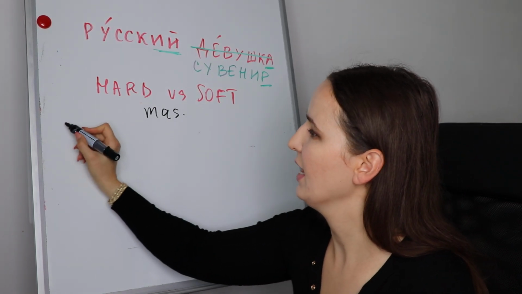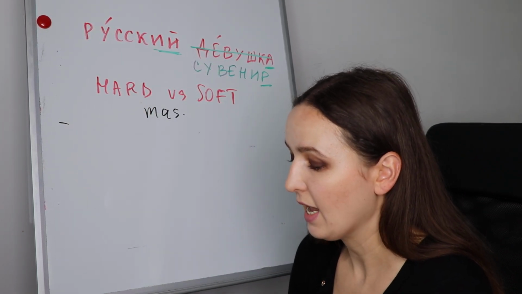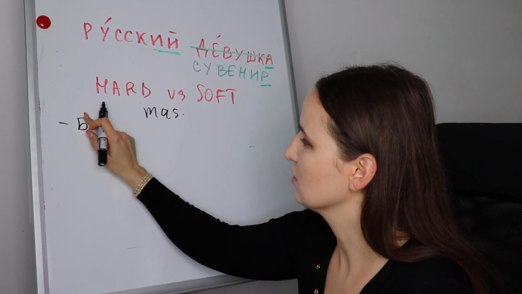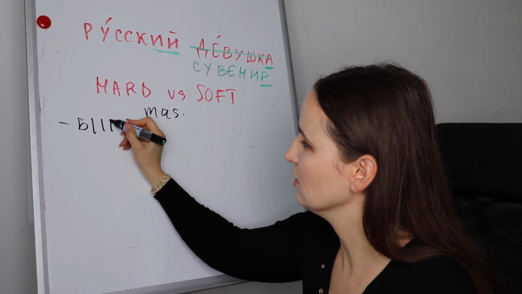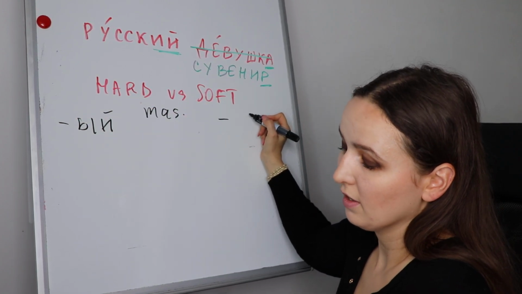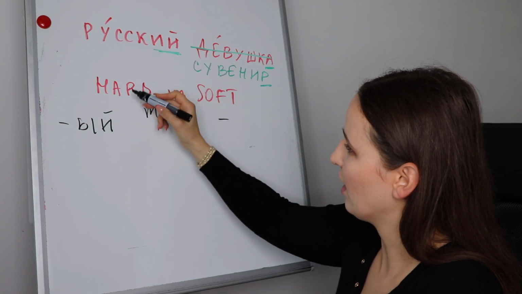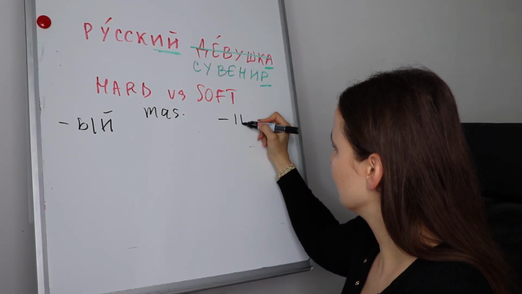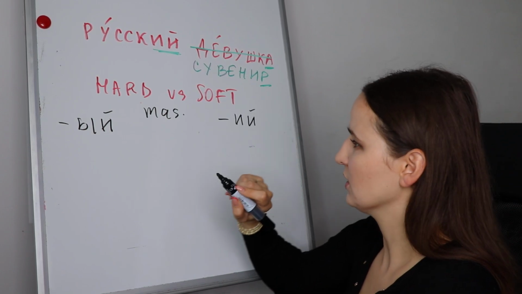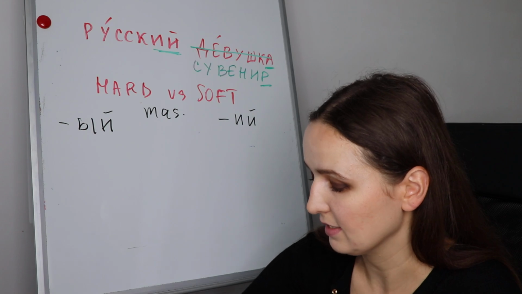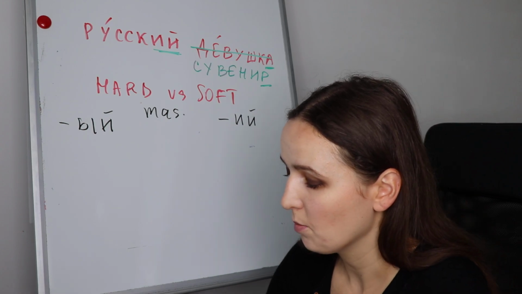Masculine. The endings for masculine hard is ый, and for soft masculine is ий. So when to use ый and when to use ий. Давайте напишем. So this is masculine.